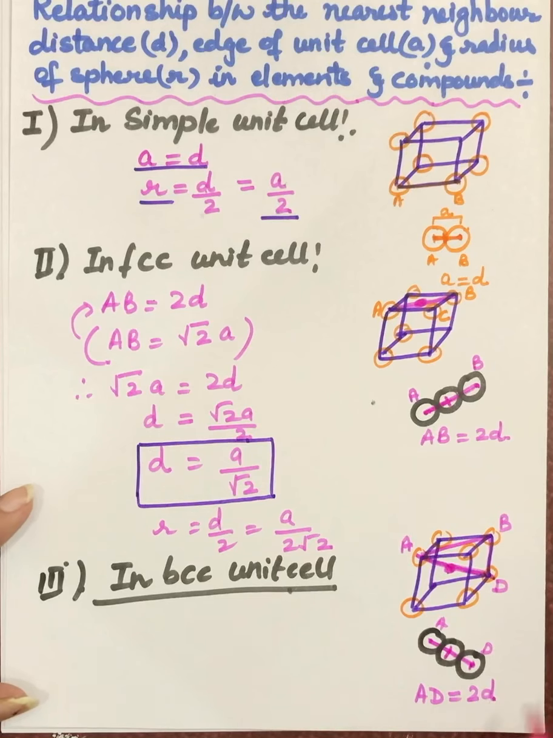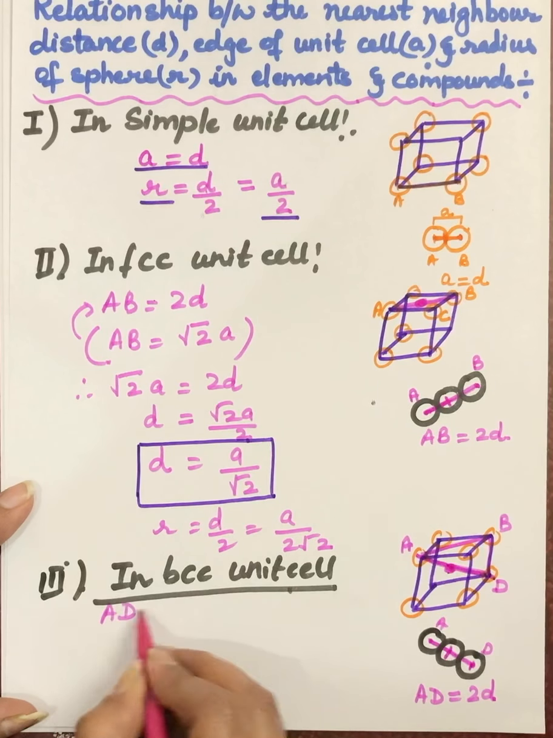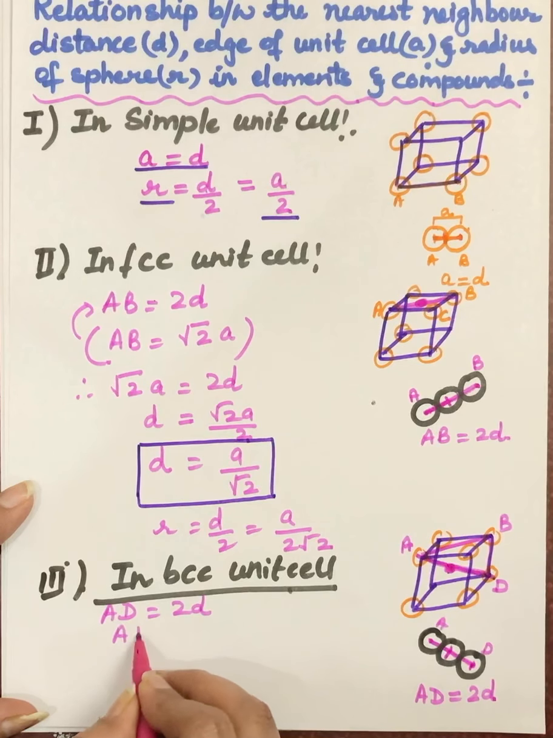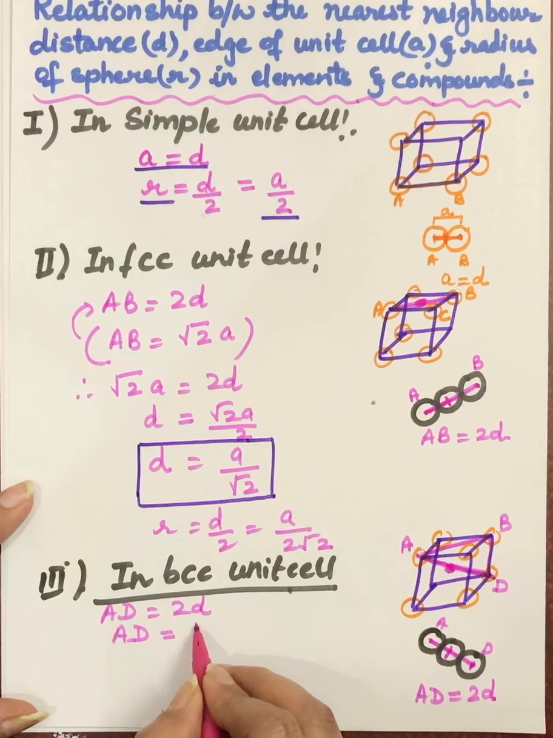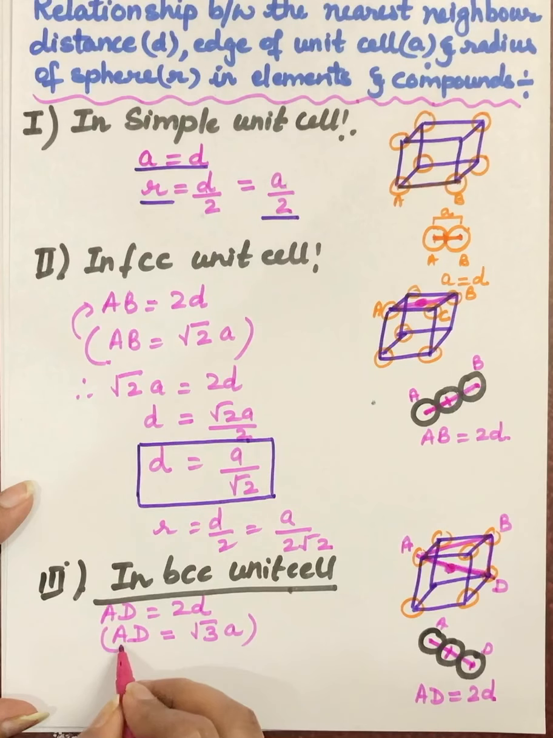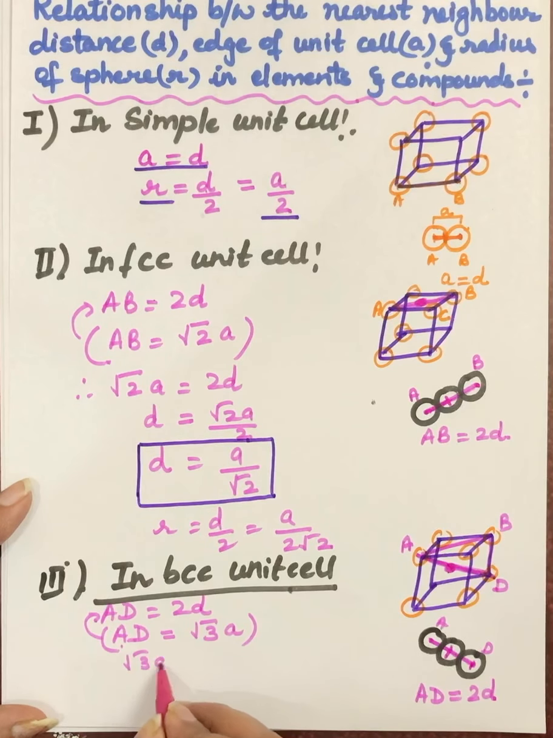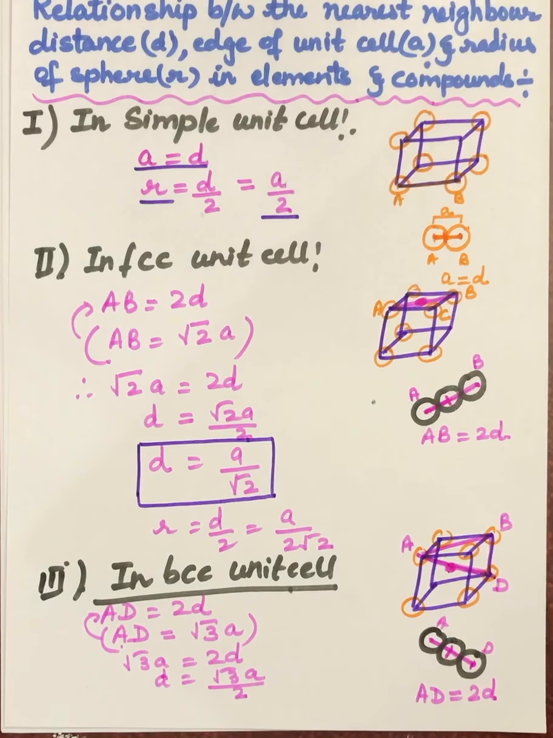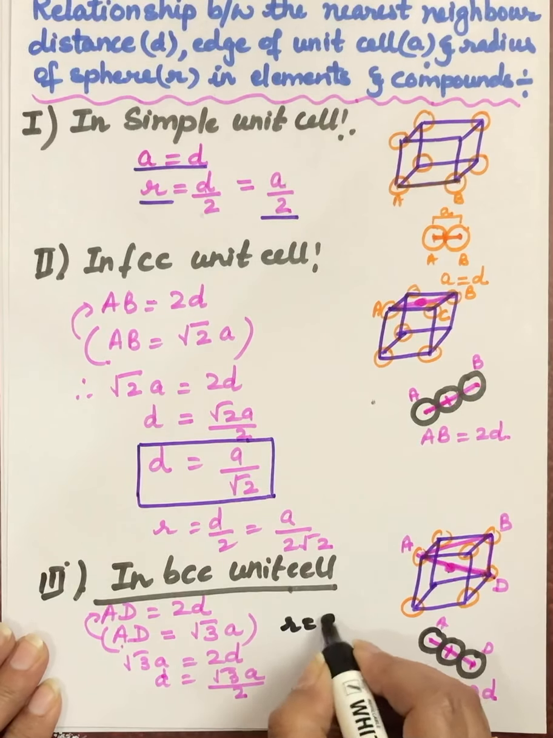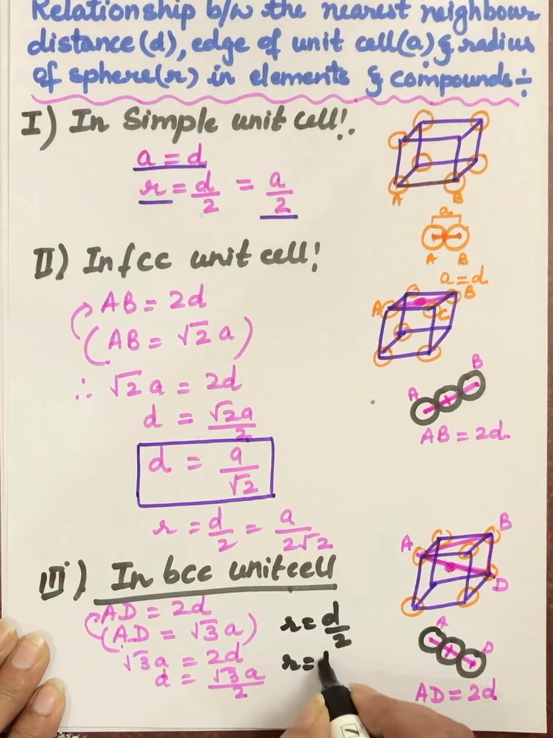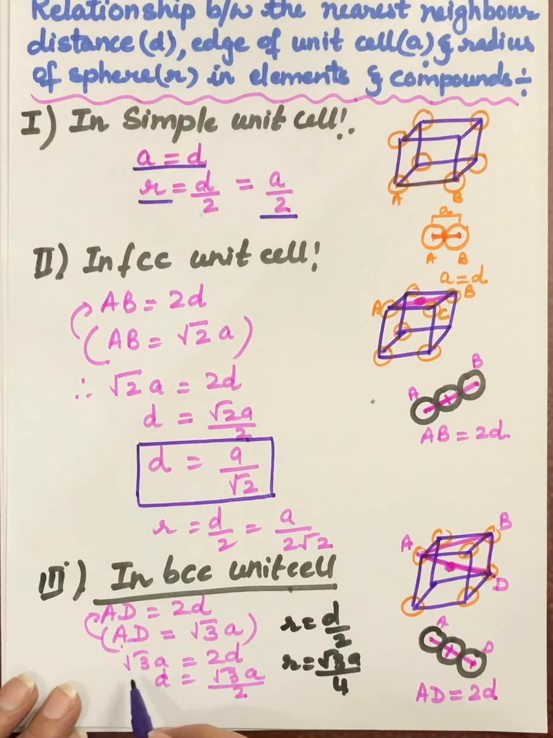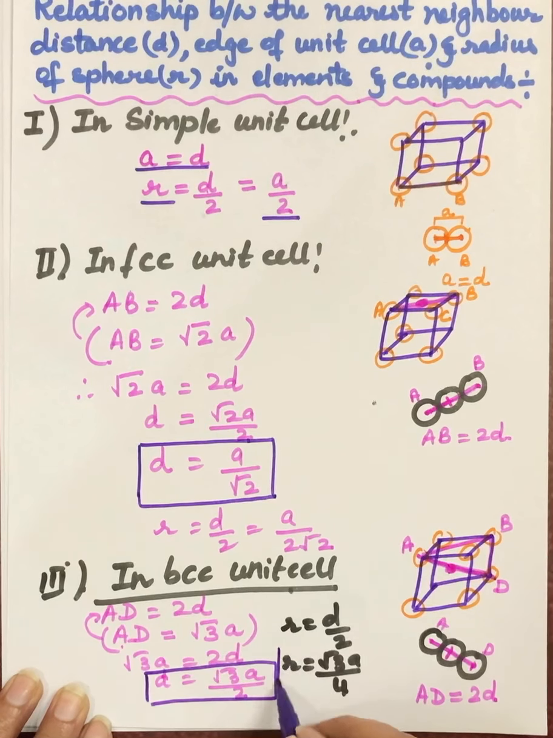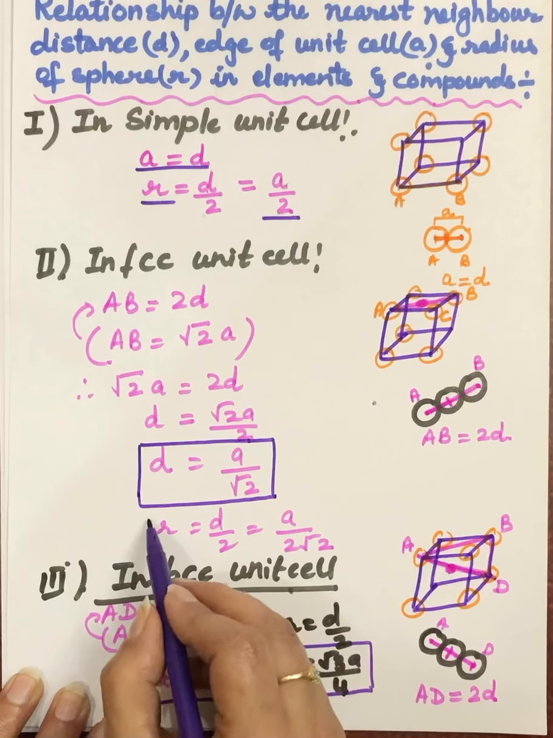So AD is equal to 2D. If AD is equal to 2D, we have already done that the body diagonal AD is also equal to root 3A. Fill the value here. This will become root 3A equal to 2D, and hence D will be equal to root 3A by 2. And R is half of the D. That means R will be root 3A by 4. So this is a relationship between D and A and R and A for the BCC unit cell.